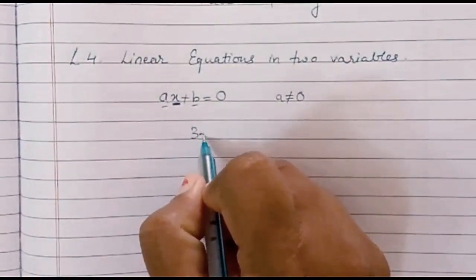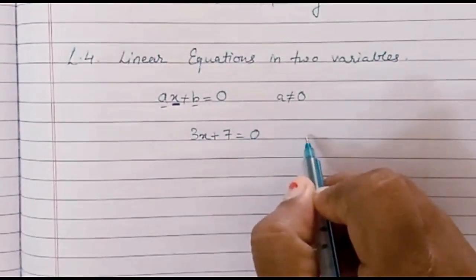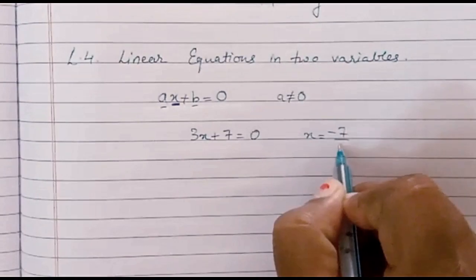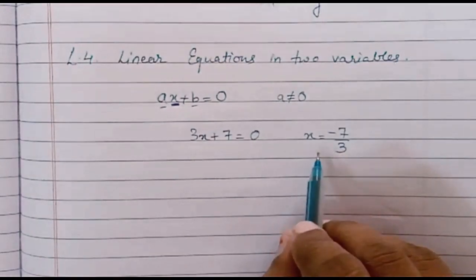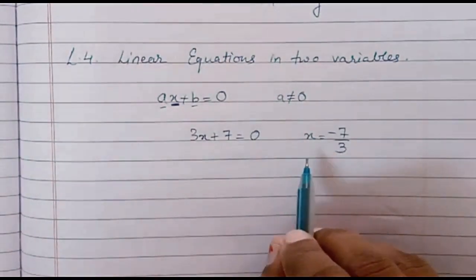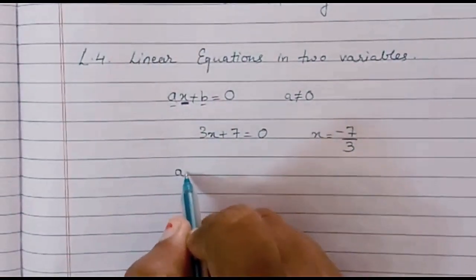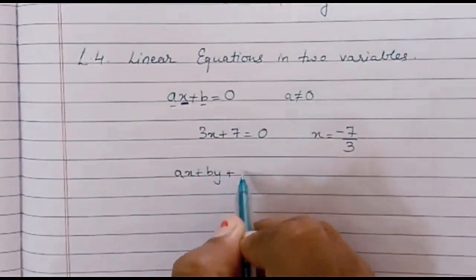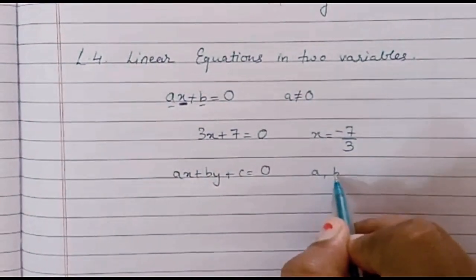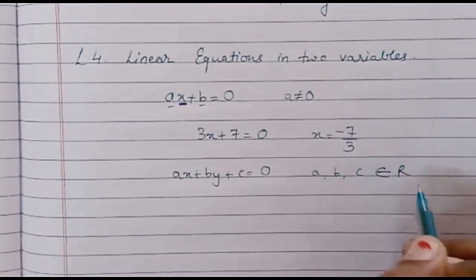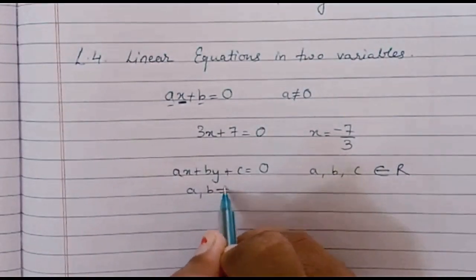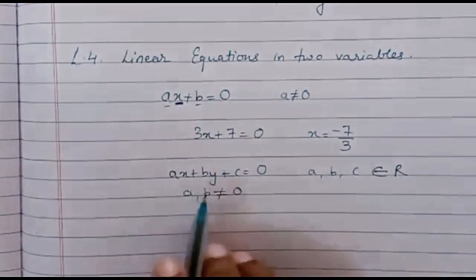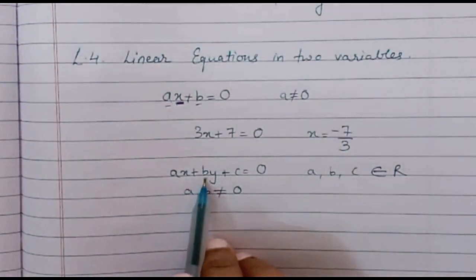For example, if we have 3x plus 7 is equal to 0, so x is equal to minus 7 upon 3. So this is the value of x. That means we can say it is a value of variable, right? In this chapter, we shall be learning linear equation in two variables. Means the standard form will be ax plus by plus c is equal to 0, where a, b, c are all constant terms, so we can say they are real numbers, and a and b both are not equal to 0, right? So this kind of format is called linear equation in two variables.